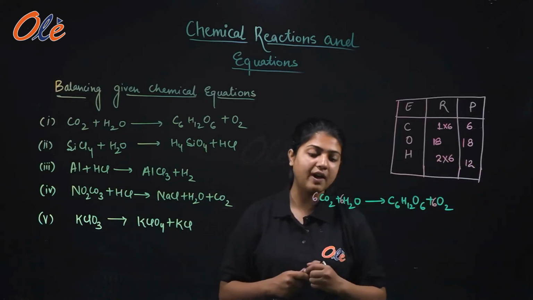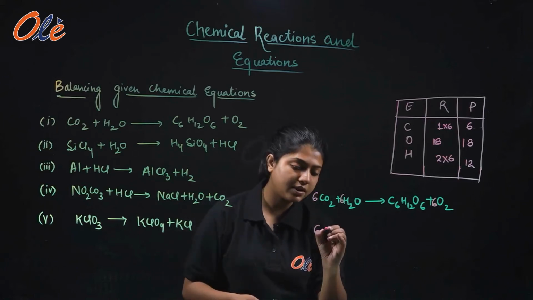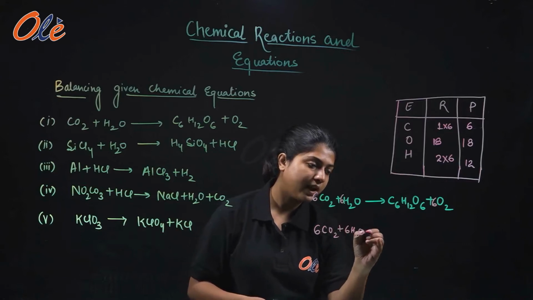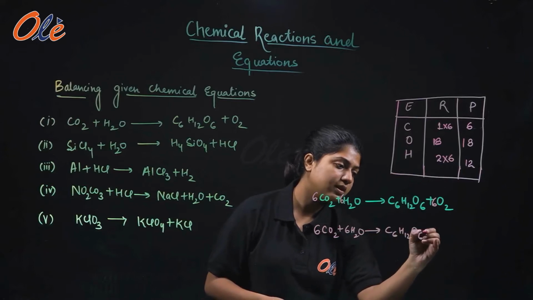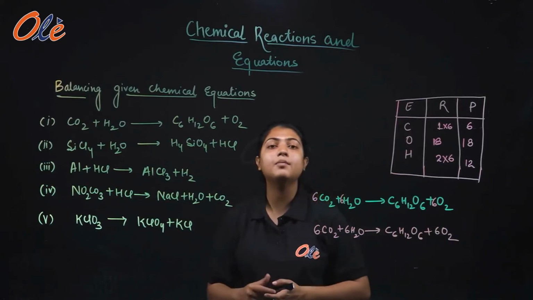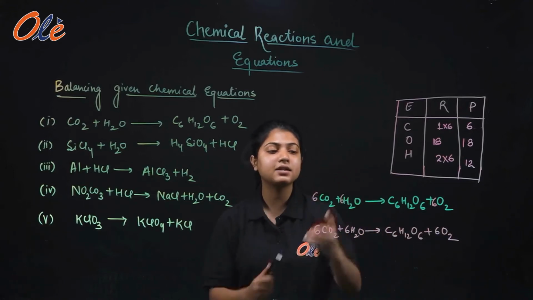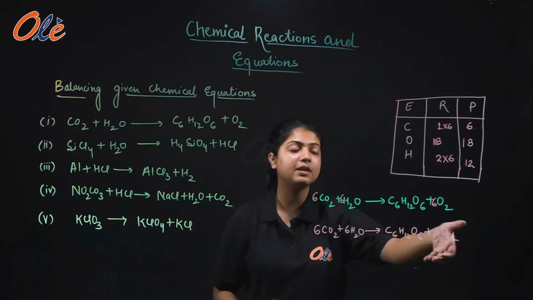So what is the final balanced chemical equation? The final balanced chemical equation is 6CO2 plus 6H2O, that gives out C6H12O6 plus 6O2. Here you can see the number of atoms of every element on the reactant side is equal to the number of atoms of every element on the product side.